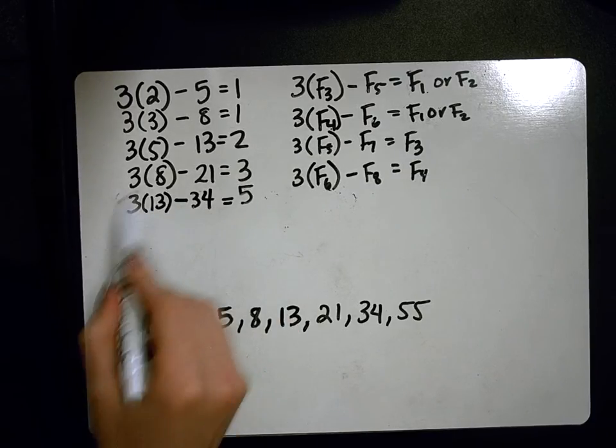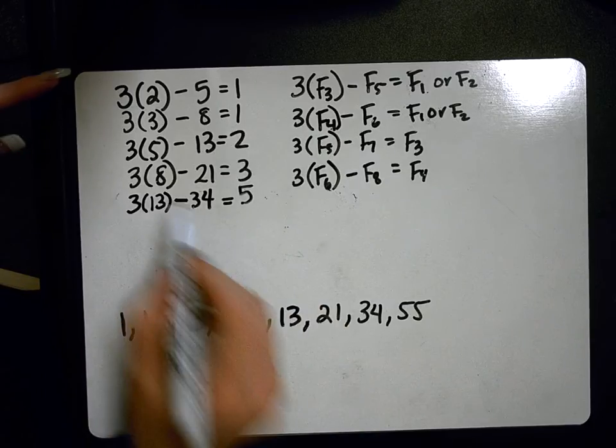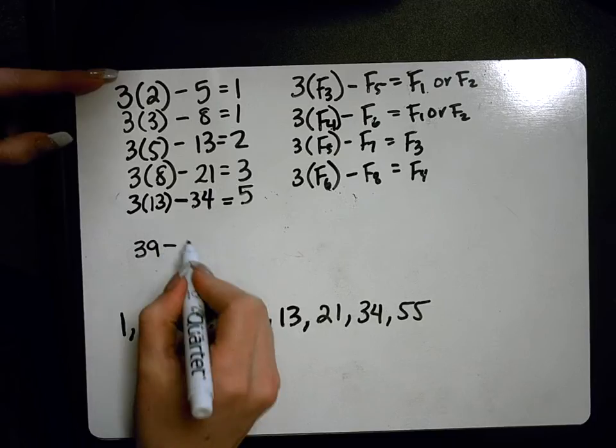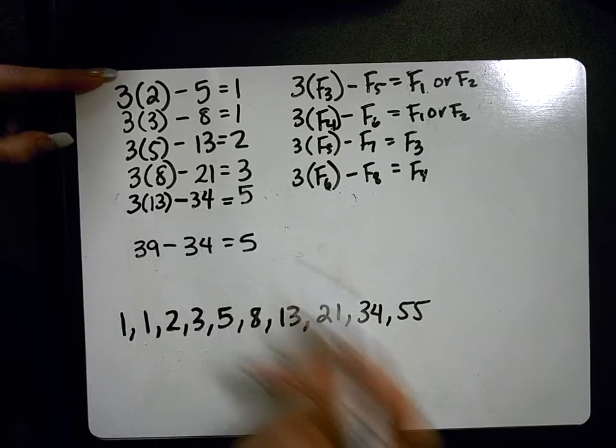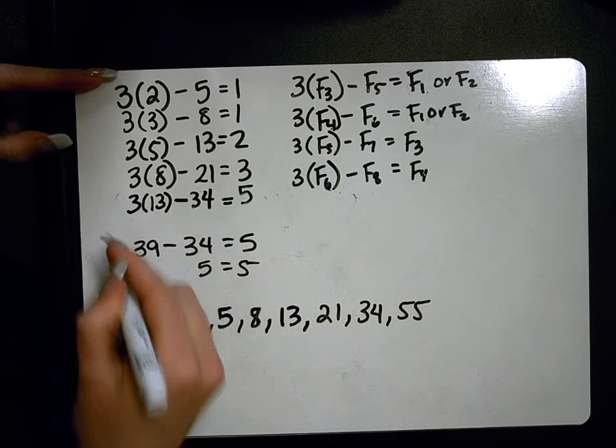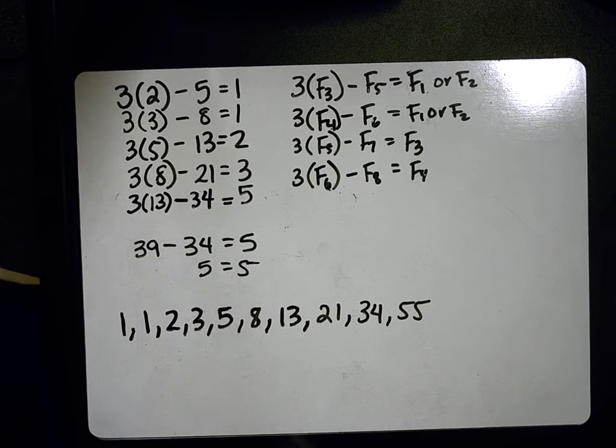Now let's see if this is actually correct. What is 3 times 13? That's 39, minus 34. Is that 5? Yes, 39 minus 34 is 5. 5 equals 5, so that means this fifth equation is correct.